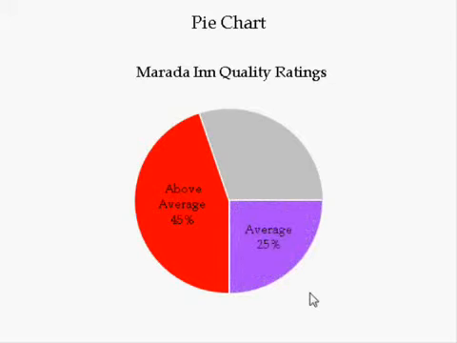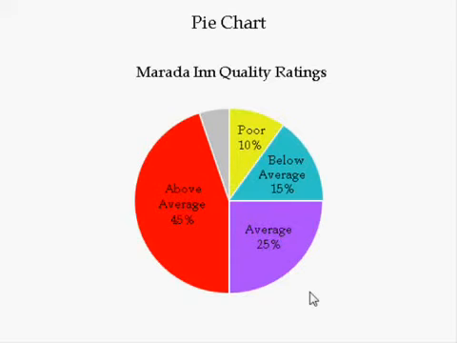The below average class has a relative frequency of 0.15, so it consumes less than a quarter of the circle. The poor class has a relative frequency of 0.1, so its slice of the pie is slightly less than the slice corresponding to below average class. The excellent class has a relative frequency of 0.05, so it consumes the remaining part of the circle that should be smaller than the slice corresponding to poor class.